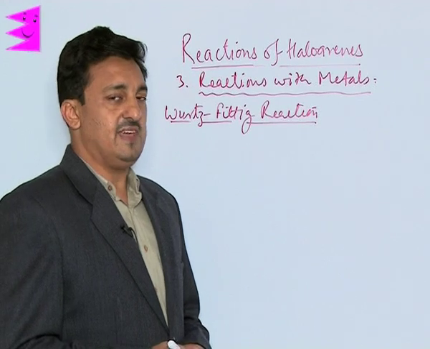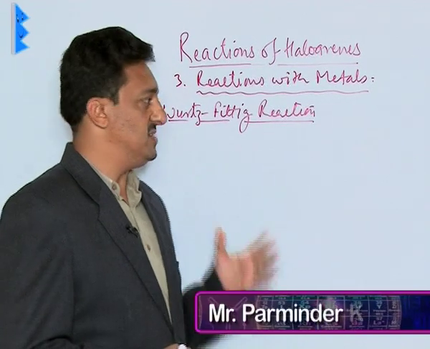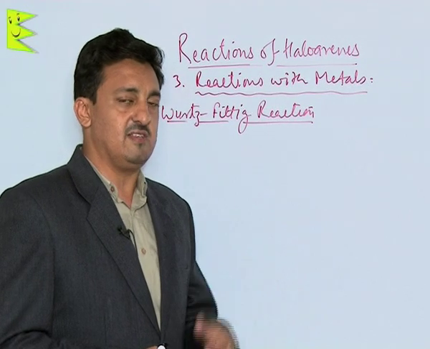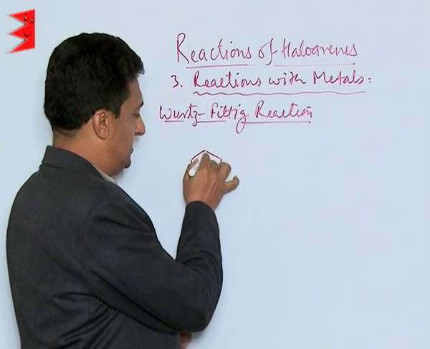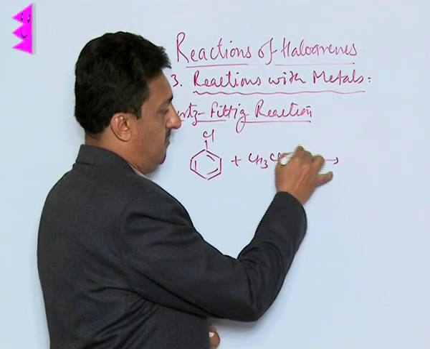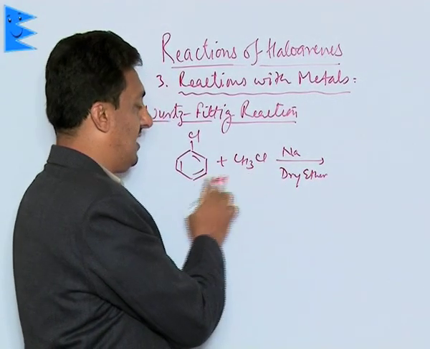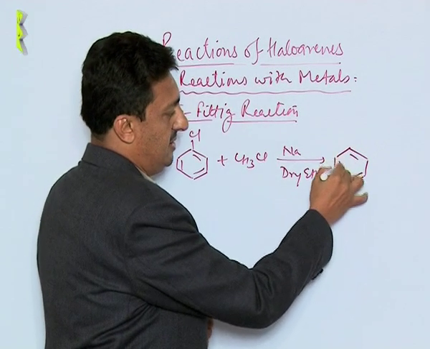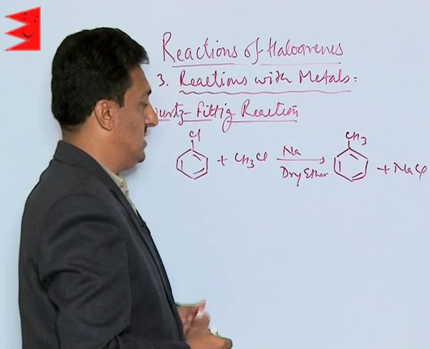The next reaction of the aryl halides is the reaction with metals. In this, we have two reactions. The first one is the Wurtz-Fittig reaction. Yes, it's an extension of the same Wurtz reaction which we have done in case of alkyl halides. Now, what is this reaction all about? In this, when an aryl halide like chlorobenzene is treated with an alkyl halide in presence of sodium and of course dry ether, both the alkyl halide and aryl halide combine with each other, and we get the combination of the two together like this, along with what? NaCl.